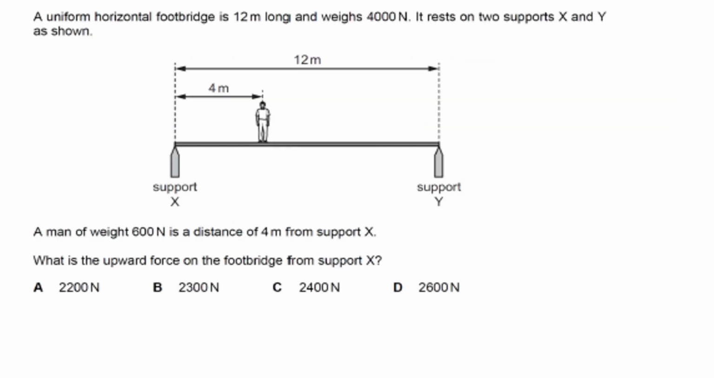A uniform horizontal footbridge is 12 meters long and weighs 4,000 newtons. It rests on 2 supports X and Y as shown. A man of weight 600 newtons is at a distance of 4 m from support X. What is the upward force on the footbridge from support X? Okay.